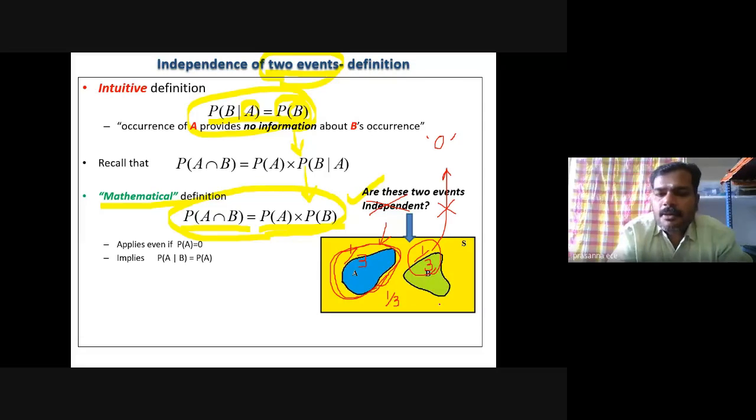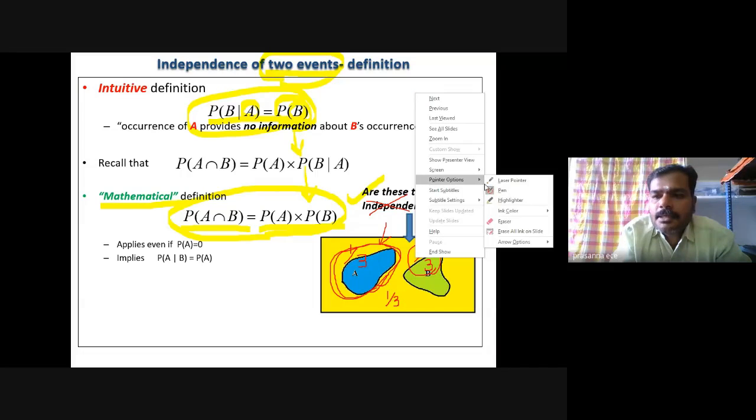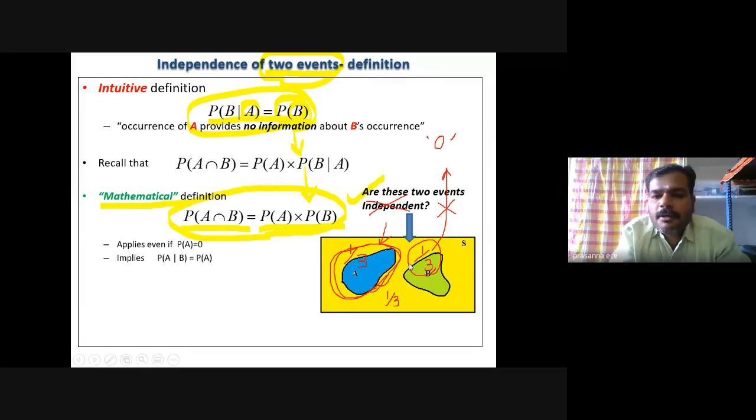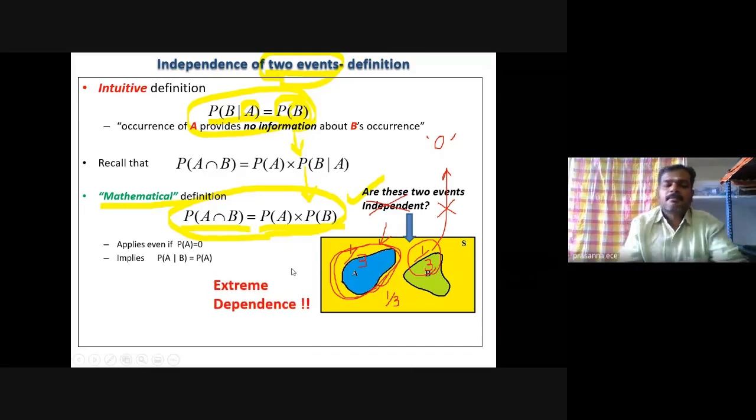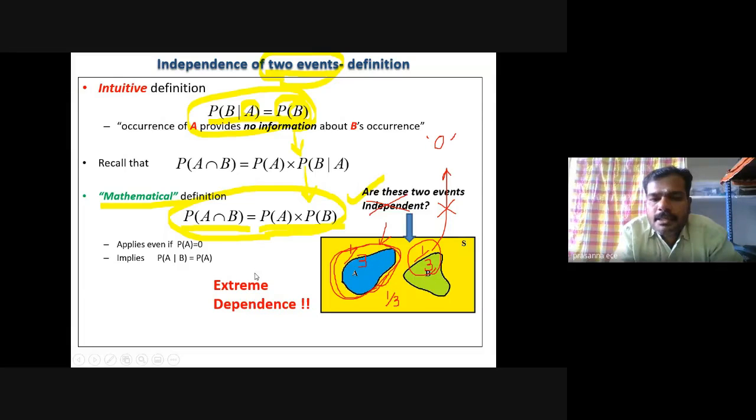Are you able to understand the concept? The only thing we know is these two events are disjoint, and being disjoint doesn't mean that they are independent. Being disjoint is a case of extreme dependence. Occurrence of one event completely eliminates the possibility of the occurrence of the other event. Any two events which are disjoint in the sample space are extremely dependent on each other. That is a fine point you should understand about independence.